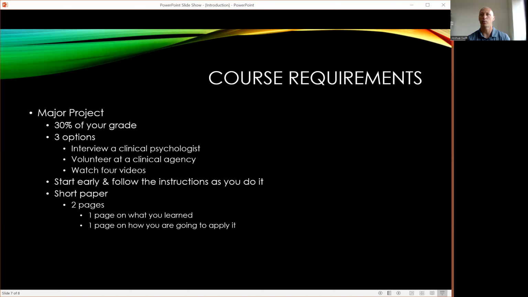Once you have completed the project, you have to write another short paper. Again, this is 2 pages max. The first page is to share what you did for the project, the second page to share what you learned from it. Now, with all of these assignments, Moodle is set up so that you can finish them as early as you would like, as long as you turn them in by the due date.